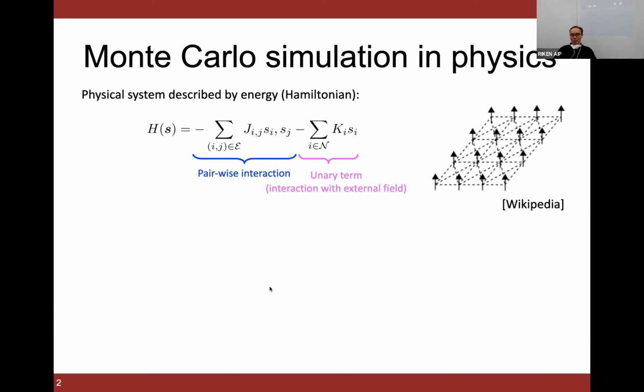Okay. So we are working on physics applications, specifically Monte Carlo simulation in physics. Here on the right-hand side, there is a drawing of a lattice, which models, for example, a magnetic material, where we have a lattice and at each grid point we assume there are spins. The spins follow some Boltzmann distribution defined with a Hamiltonian or energy. The Hamiltonian is typically defined like this equation. The first term is a pairwise interaction, and the second term is a unary term, which typically represents the interaction with external fields.